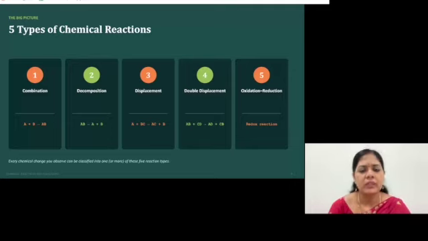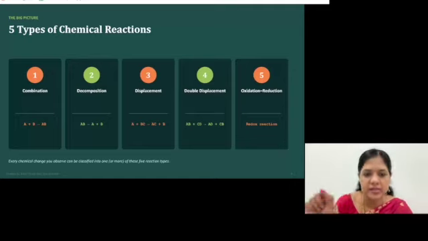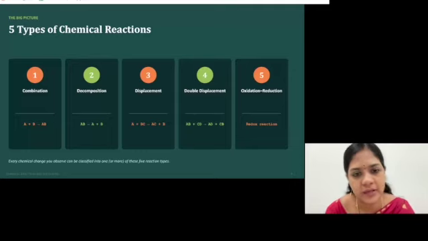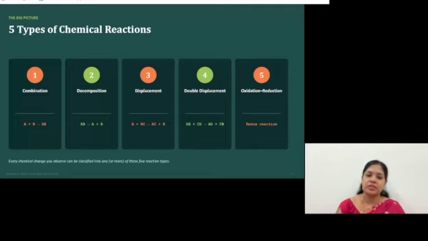So displacement reactions means they are going to displace one of the metal, that we are going to learn based on the reactivity series. Okay, and if two metals are replaced, then it is called as double displacement reactions. So we will discuss each type in the coming slides.